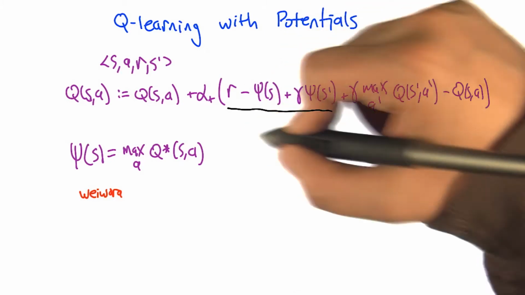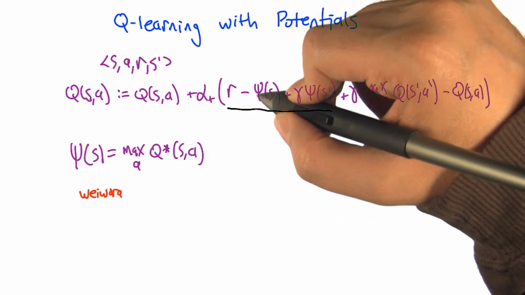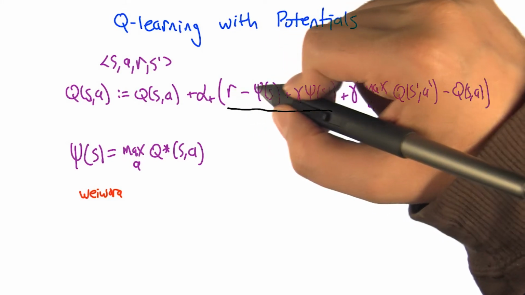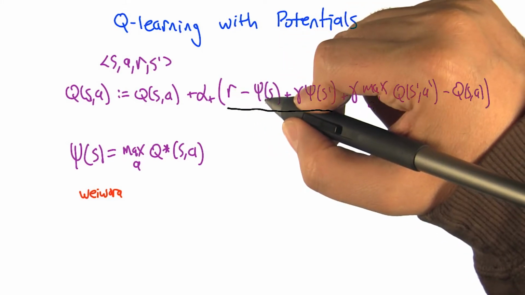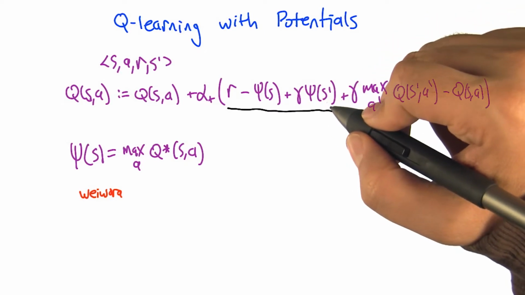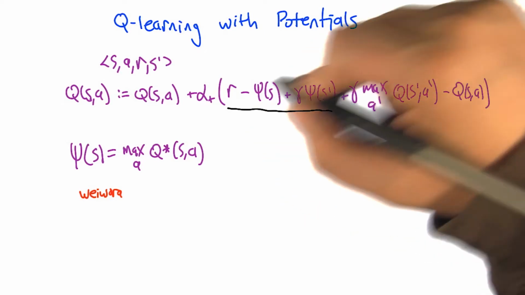And this reward now, we're going to use the real reward, but we're going to shift it around, mess it around with this potential function. So we're going to take the actual reward, subtract the potential for the state that we're leaving, and add the discounted potential for the state that we're arriving in. And so this is going to be how we do our updates.